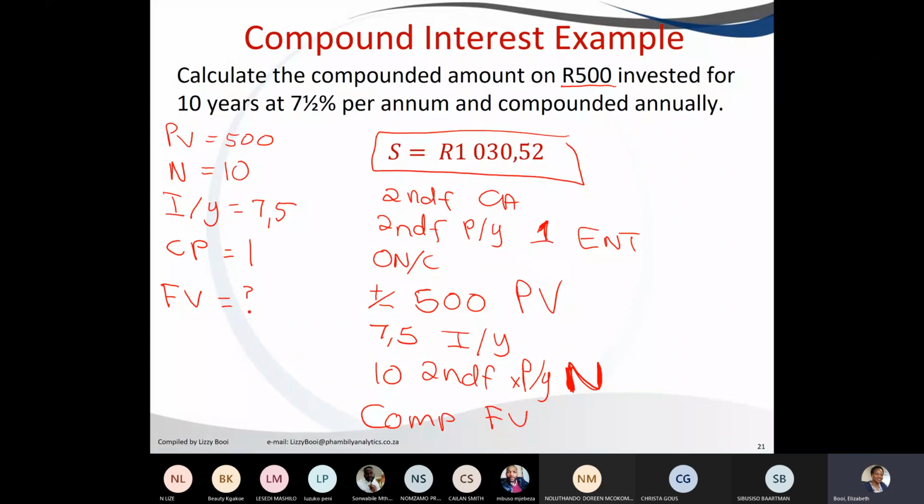And when you press compute future value, the answer you will see will be equal to 1030.32 if you follow the steps with me.